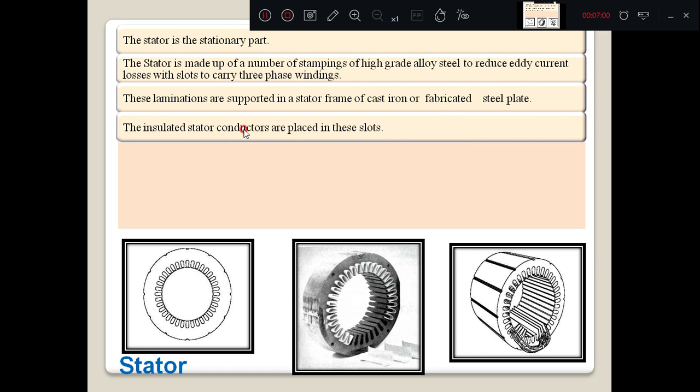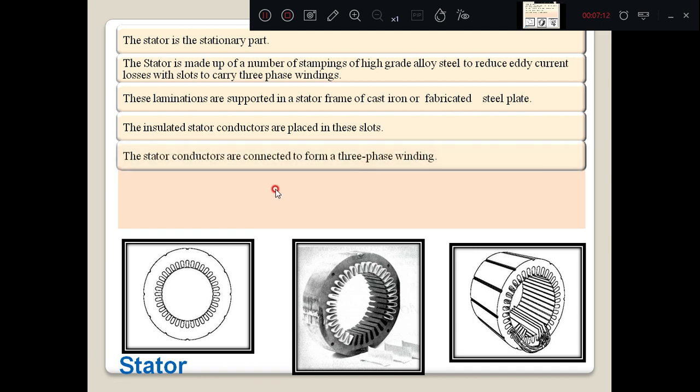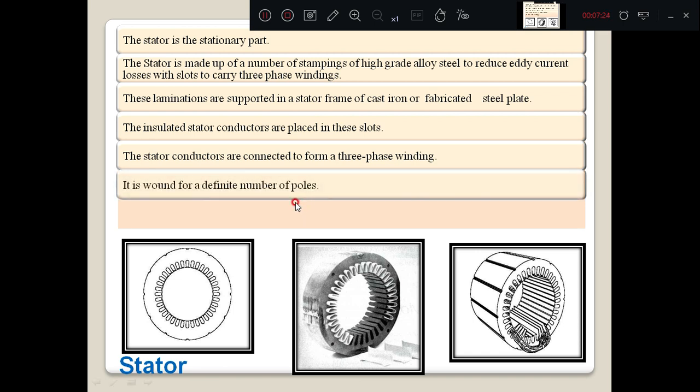The insulated stator conductors are placed in these slots. In these slots, the conductors are placed. You can see here, these are the conductors, they are placed and wound for three-phase winding. The stator conductors are connected to form the three-phase winding. Once the conductors are placed here, it is wound for three-phase winding because it is a three-phase induction motor.